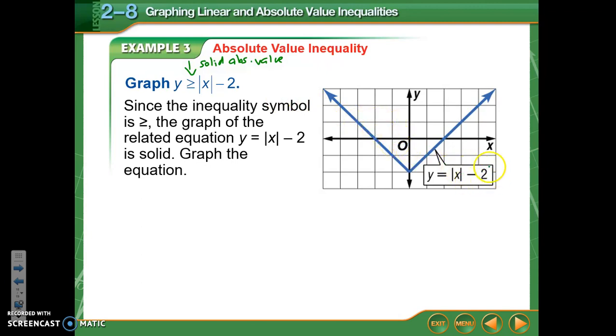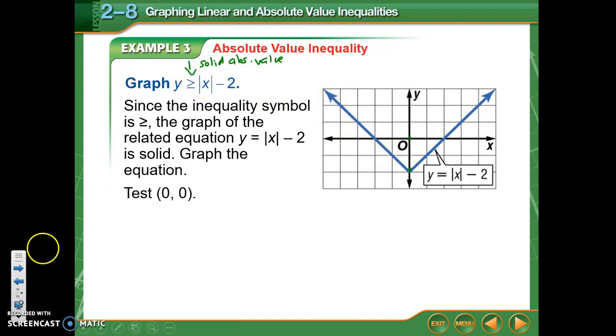Remember that minus 2 outside of the absolute value moves the vertex of my absolute value from 0, 0 down 2 units to 0, negative 2. And then because there's no dilation, my sides remain the same. So this has a slope of 1, and this side has a slope of negative 1. And we graph it as a solid absolute value graph because it's greater than or equal to. If it just said greater than, we would have to make our V dotted.